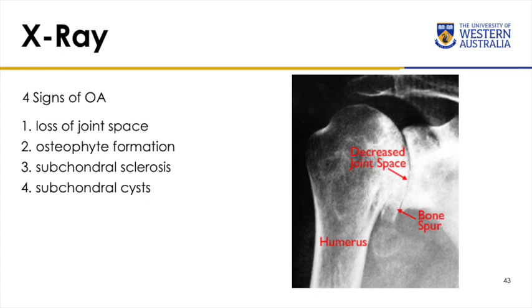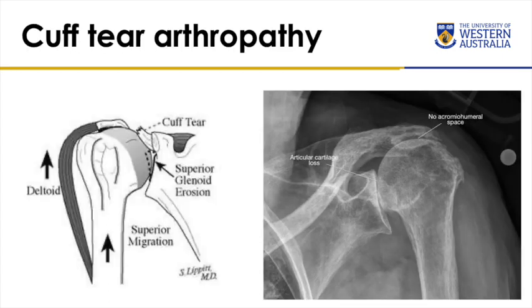X-rays will demonstrate the 4 cardinal signs of osteoarthritis as seen here: decreased joint space, osteophyte formation, most commonly that spur which you see pictured on the inferior humeral head, and again subchondral sclerosis, subchondral cysts.